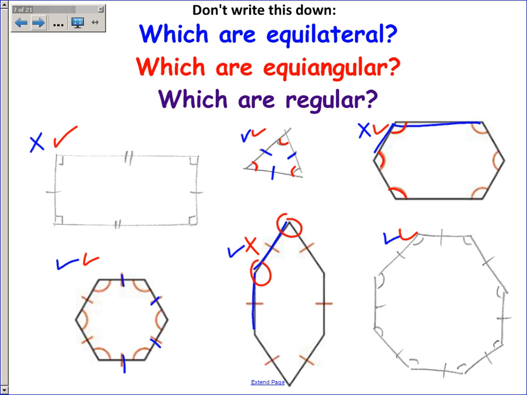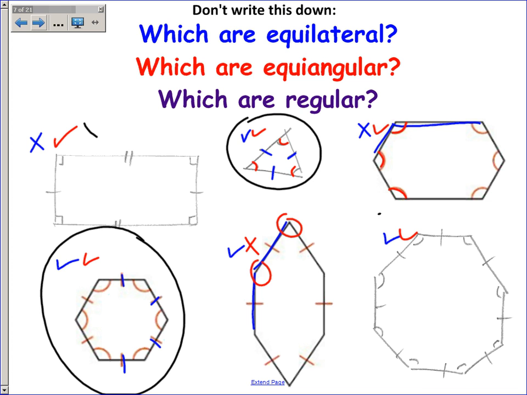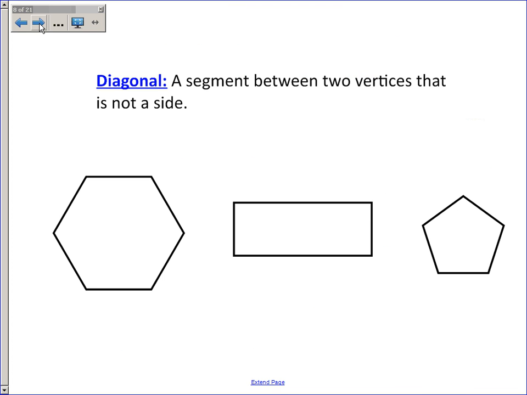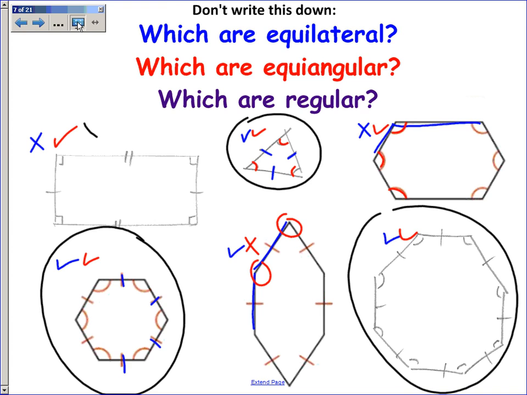Finally, which ones are regular? Well, if it's regular, all the sides have the same length, and all the angles have the same measure. So this one is not. Let's say this one is, and this one is, because it's both equilateral and equiangular. And I will end there for the first video.